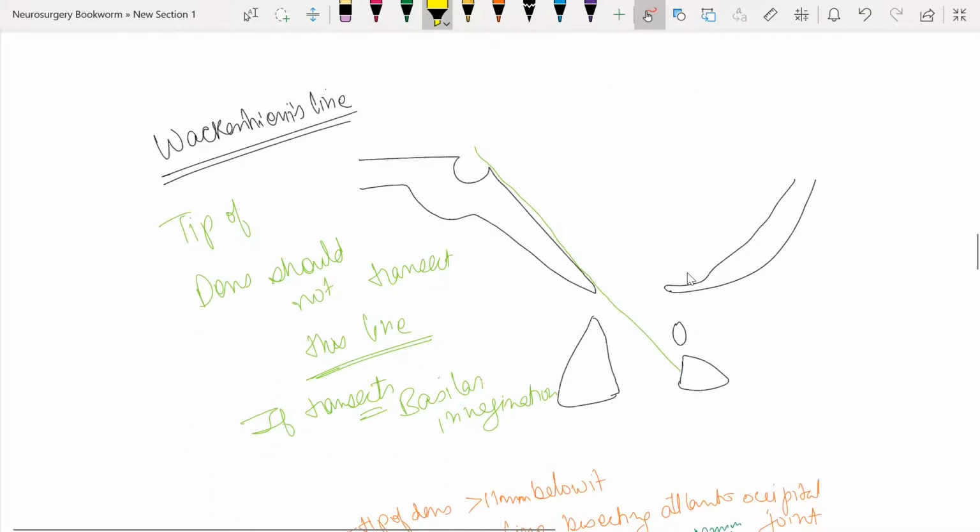Next line is Wackenheim's line. Wackenheim's line is a line which is drawn along the slope of the Clivus extending into the cervical canal. Normally the tip of dens should not intersect this line. If the tip of dens intersects this line, then basilar invagination is present.